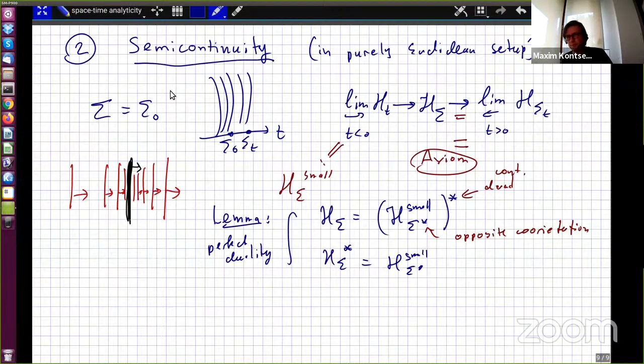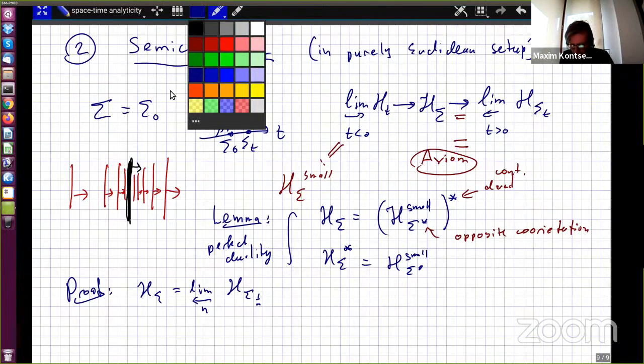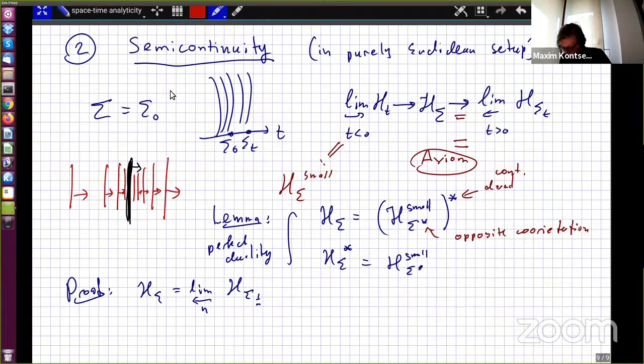And the argument is the following one. H(Sigma) is obtained as a projective limit, by our axioms equal to a projective limit, and maybe I can just put Sigma_{1/n}. This t will be 1 over an integer. But now I consider this picture, co-orienting them in a kind of funny way.